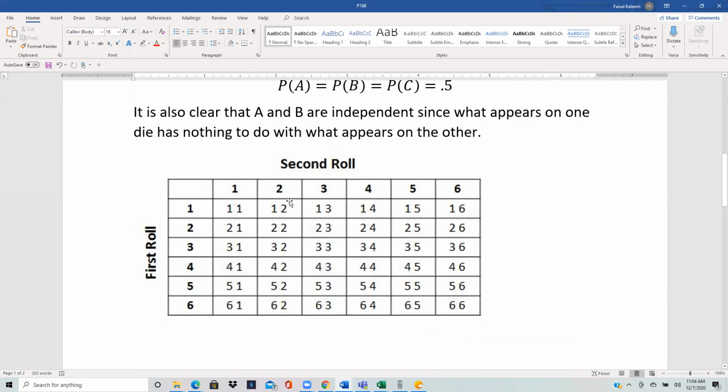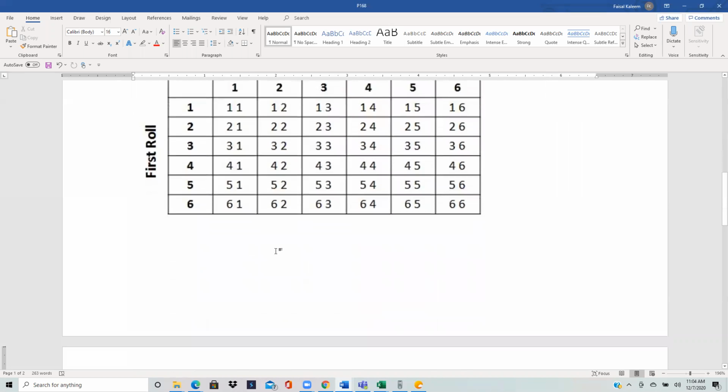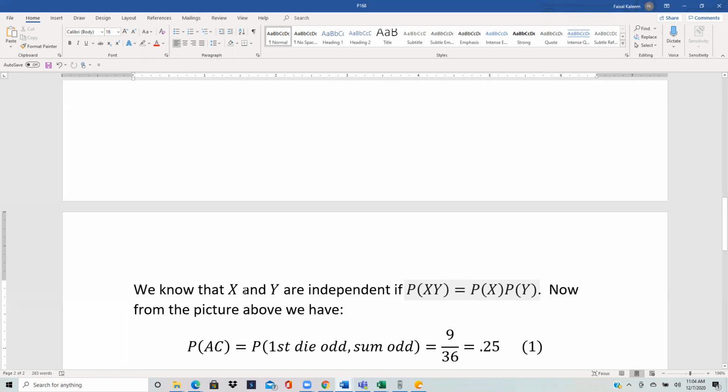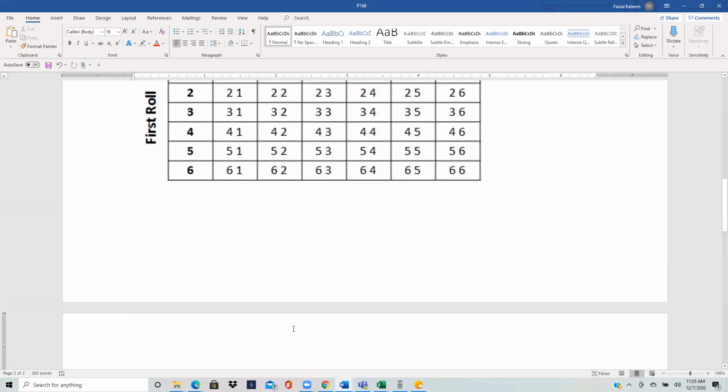Now to see whether A and C are independent, for example, we use our basic mathematical result that two events X and Y are independent if P of XY equals P of X times P of Y. Now from the picture, let's see what's P of AC. P of AC means A and C, our shorthand notation for A and C. A means that the first die is odd and C means that the sum is odd. So first die odd and sum odd, there are 9 points which do that.